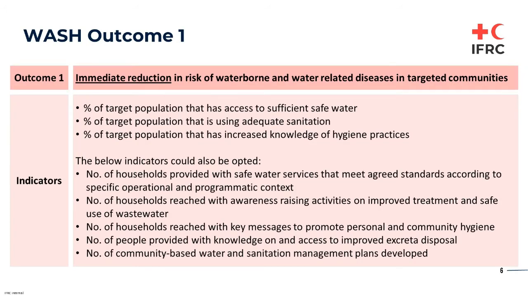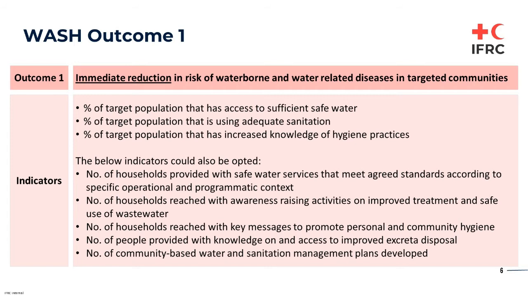Now, let us go through outcome 1 and its outputs, indicators, and activities. You can refer to the WASH Planning Tips document, which has all of these written down. But I would just like to quickly go through this slide and the next few slides to highlight a few key points. So here's outcome 1.